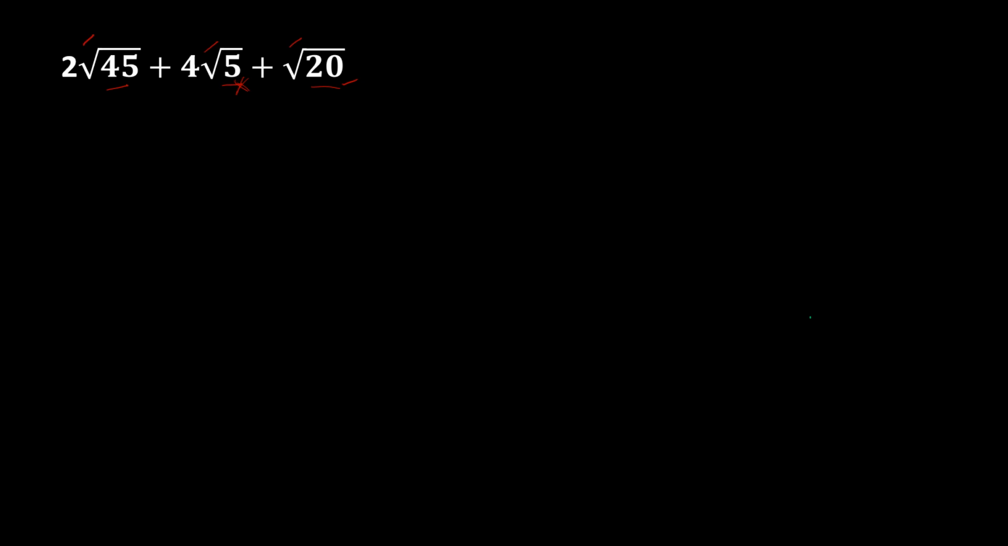Check natin kung yung 45 ba ay divisible by 5. So, ano yung 45 divided by 5? Yun ay 9. So, yung 45 can be written as 9 times 5. Yan. So, bongga. Kasi yung 9 ay perfect square number. Try natin yung 20. Ano naman yung 20 divided by 5? Yun ay 4. So, yung 20, pwedeng isulat na 4 times 5. Bongga din kasi yung 4 ay perfect square number.